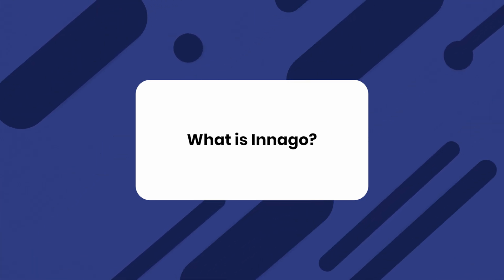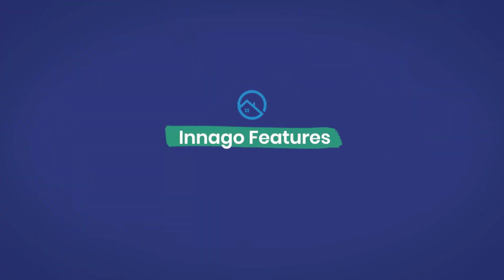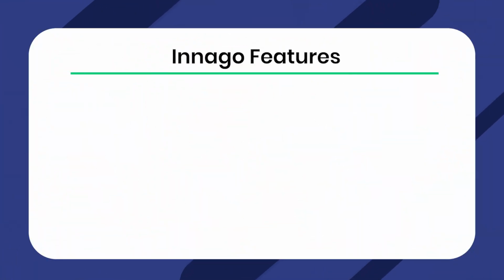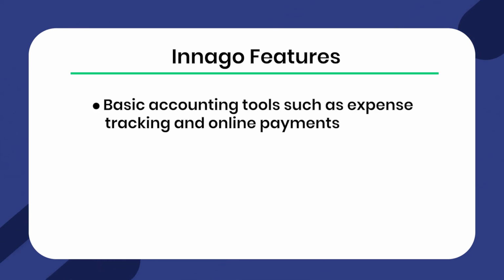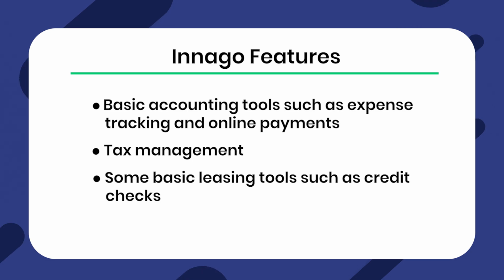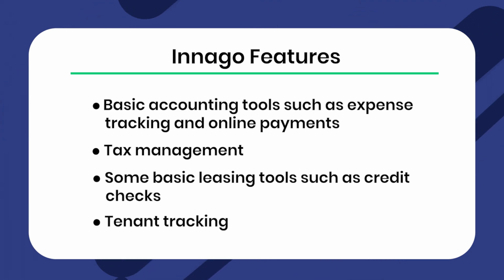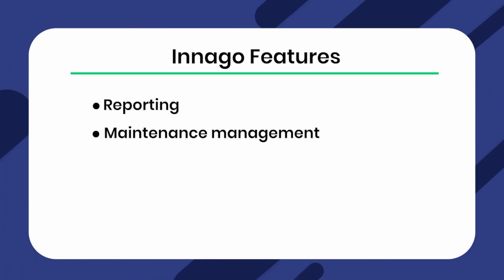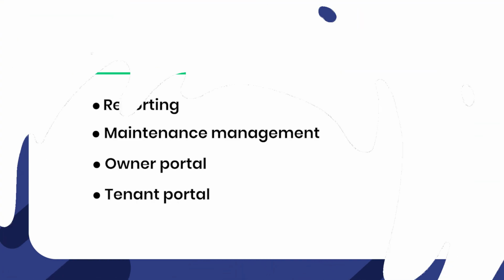So what is Innago? Innago is a property management software. Innago Features. Innago is known for having robust reporting tools as well as somewhat unique verification tools. Innago's features include basic accounting tools such as expense tracking and online payments, tax management, some basic leasing tools such as credit checks, tenant tracking, reporting, maintenance management, owner portal, and tenant portal.